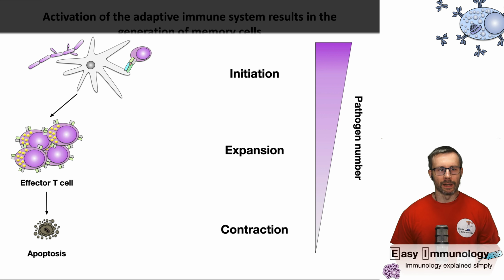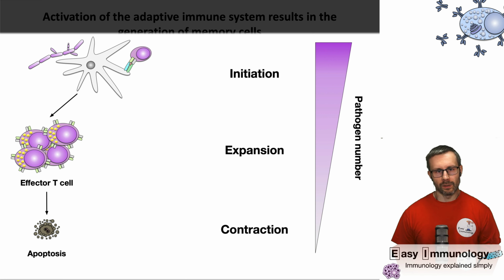So there are very few fungi or even no fungi around, and therefore no more fungi are taken up by antigen-presenting cells, no more T cells are activated, and therefore the T cells will die at some point. This is what we call the 3 steps of an immune response. You have the initiation, where the pathogen gets sorted out as dangerous and foreign. An immune response is initiated.